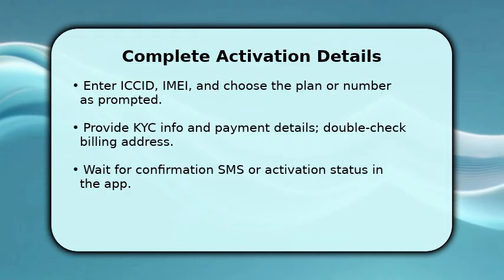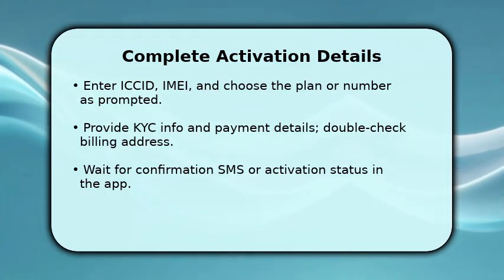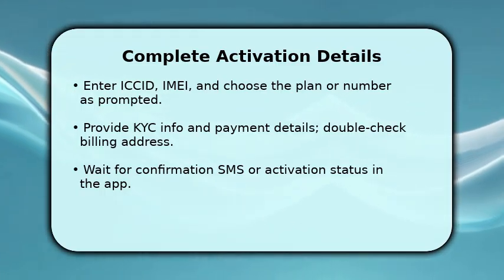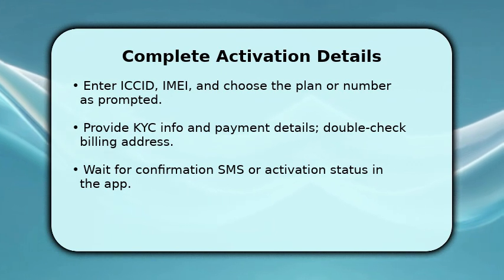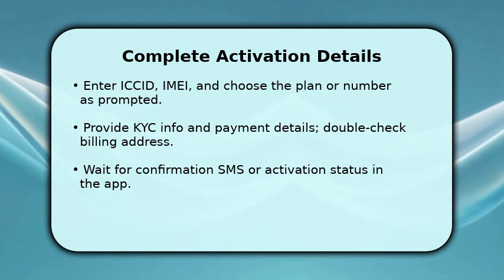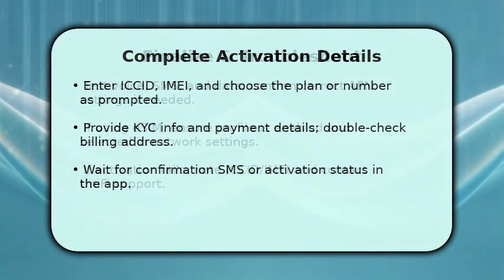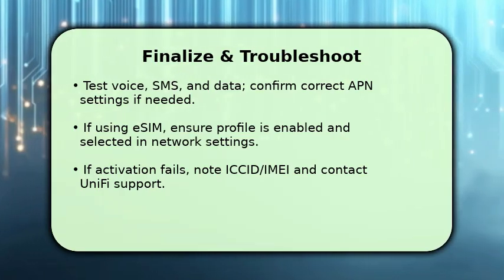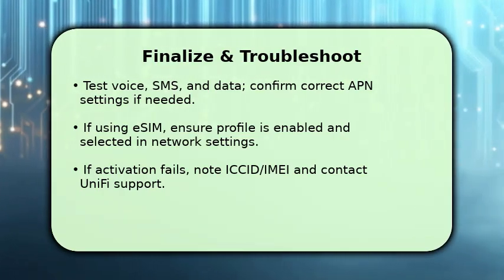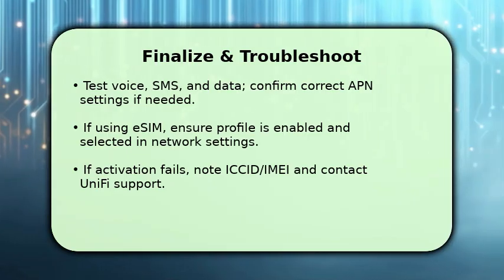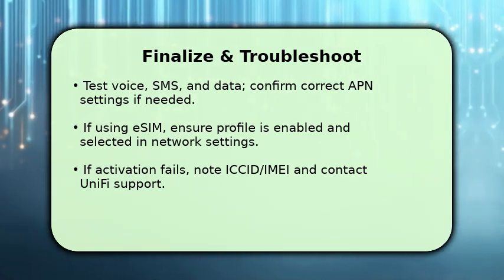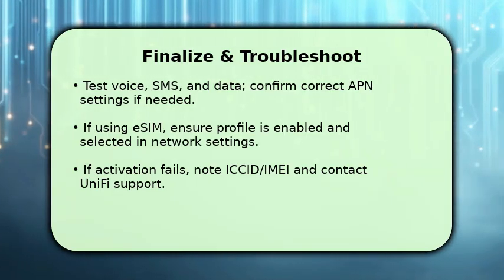Once submitted, watch the app for status updates and an SMS confirming activation. This indicates the network has accepted and started with provisioning complete. Test by making a call, sending a text, and using mobile data to confirm connectivity. Next, check APN settings in your network settings and enable the new SIM or eSIM profile as the active data line. Mismatched APN prevents internet access.